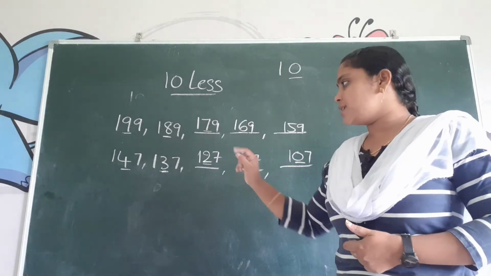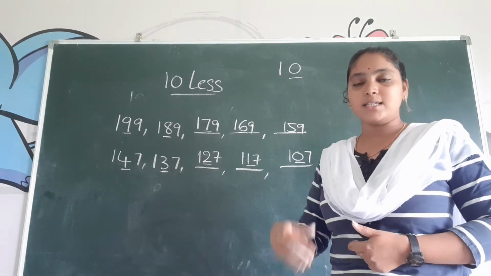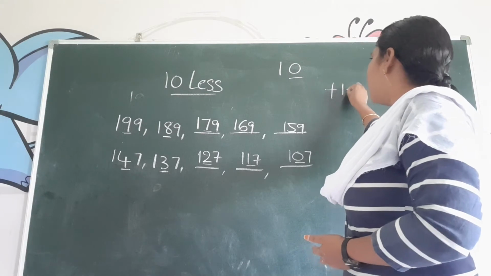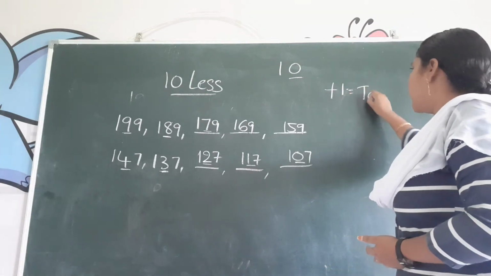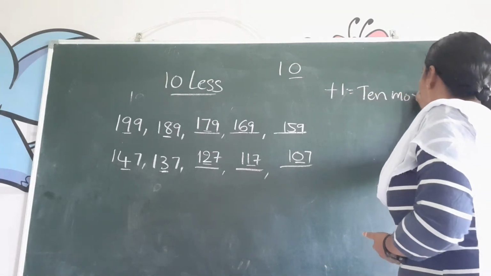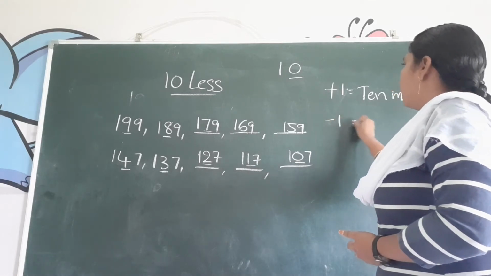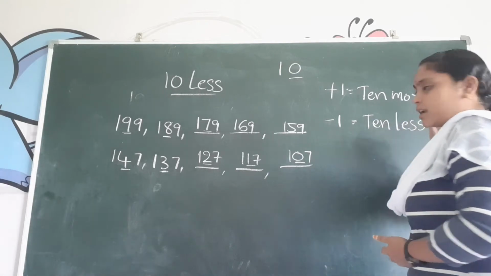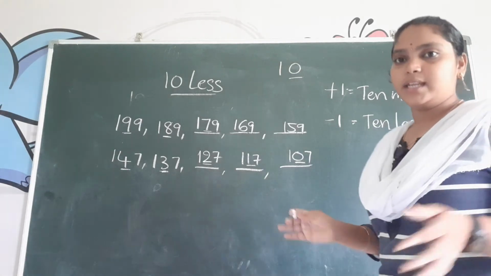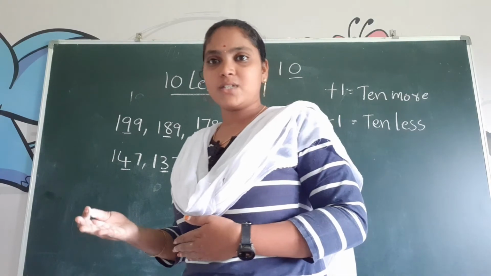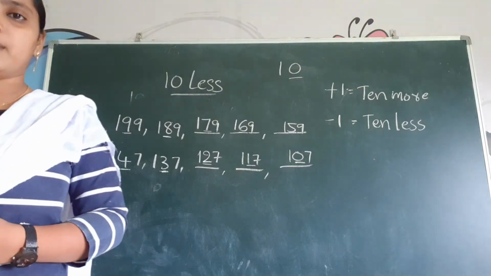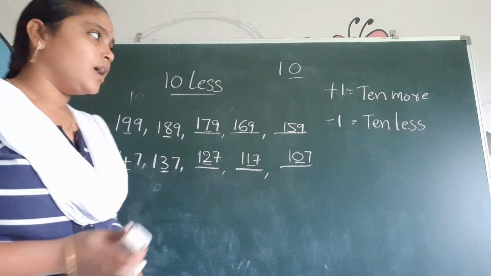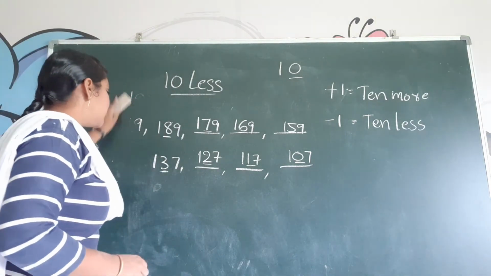So easily you can subtract 1 from the tens place to get 10 less numbers. If you add 1 in the tens place, you will get 10 more. And if we subtract 1 from the tens place, you will get 10 less, children. You can find it very easily. Just add 1 to get 10 more, and subtract 1 in the tens place to get 10 less numbers.